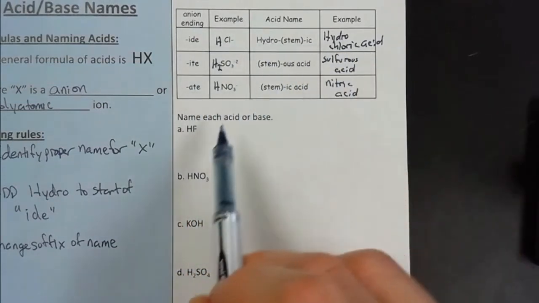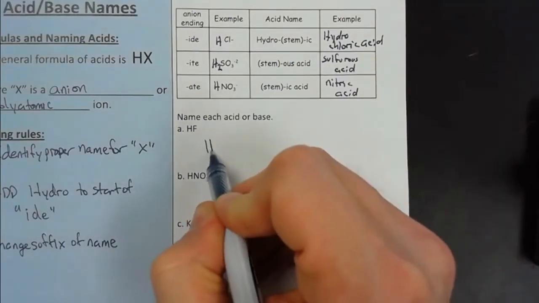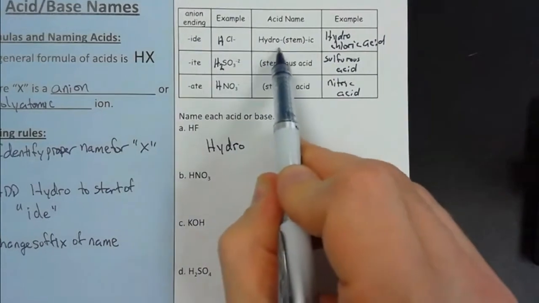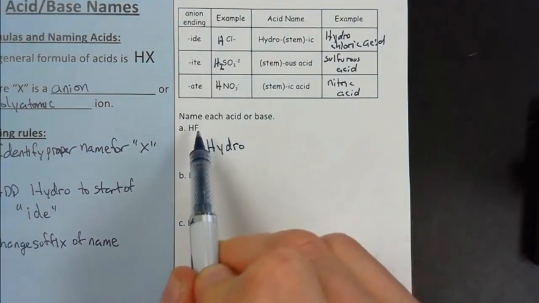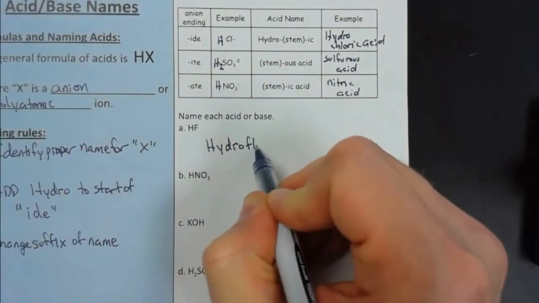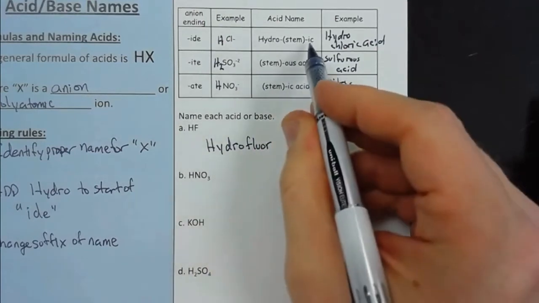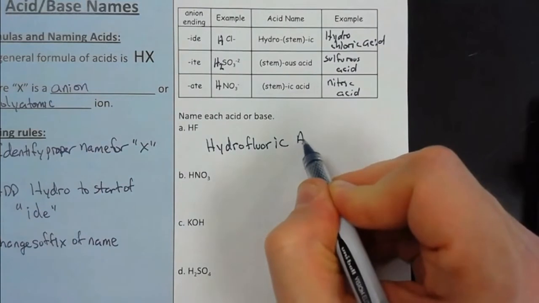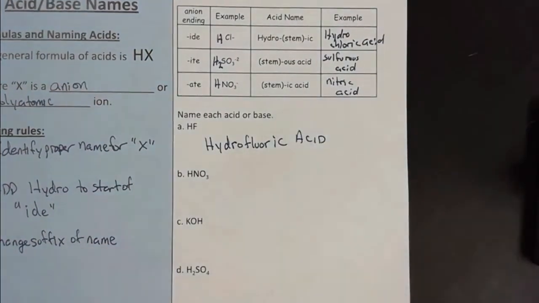So this acid has to start with hydro, because all ides start with hydro, and then the stem of fluorine, so we'll say fluor, and then all the hydros end in ic, so hydrofluoric acid.